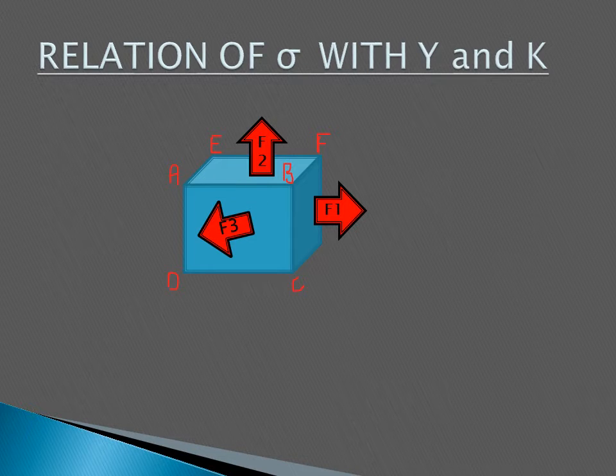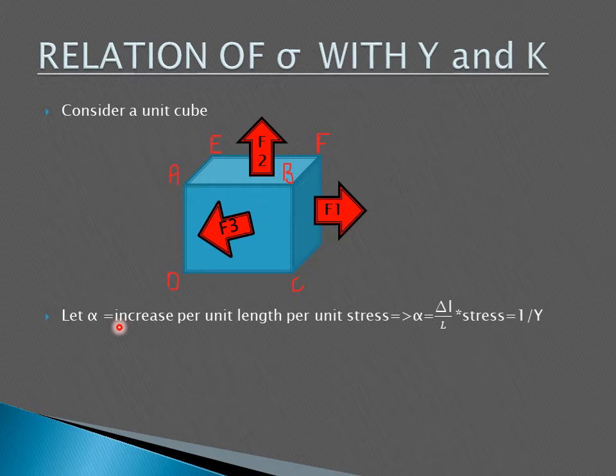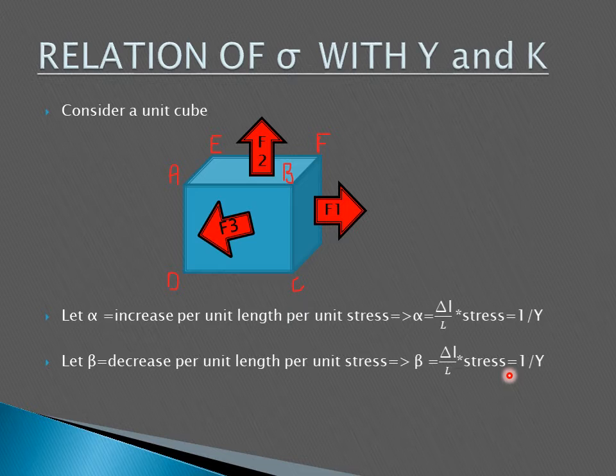Consider a cube of side ABCDEFG of unit length. Let us consider forces F1, F2, F3, F4, F5 and F6 acting normally and uniformly in the outer direction. Here force F also represents stress. Here we define two parameters: alpha is equal to increment per unit length per unit stress, which is equal to strain upon stress, that is also equal to 1 over Young's modulus, and beta, which is equal to decrement per unit length per unit stress. Here force also represents stress because stress is equal to force upon area, and it is a unit cube, so its area is 1.